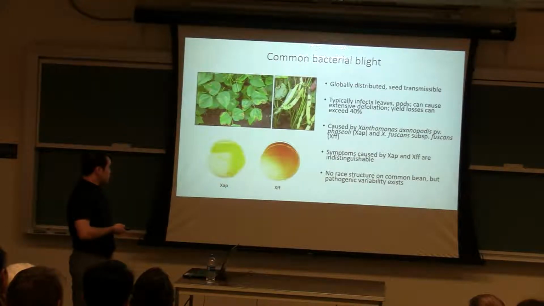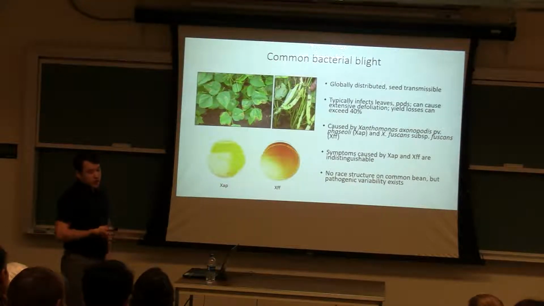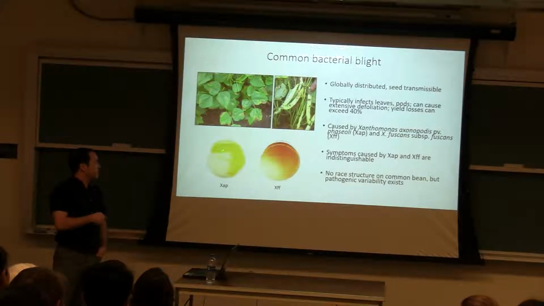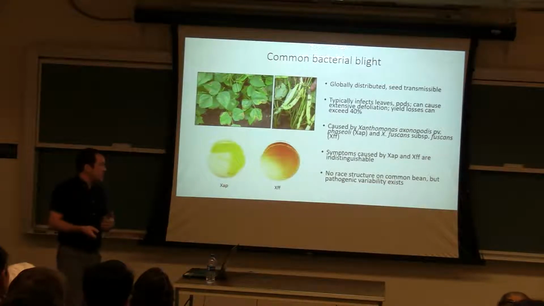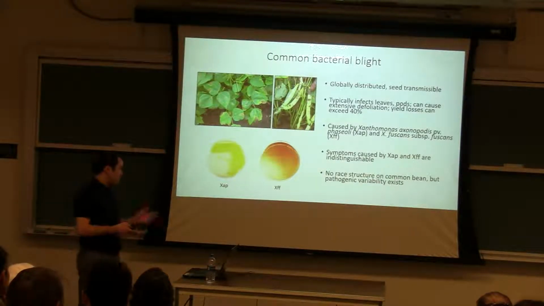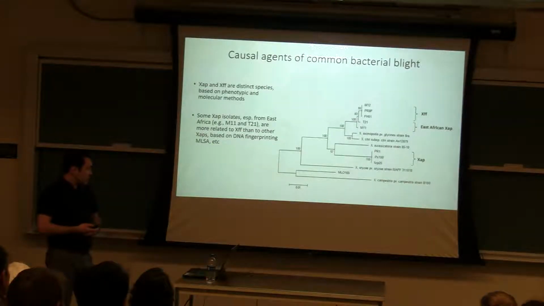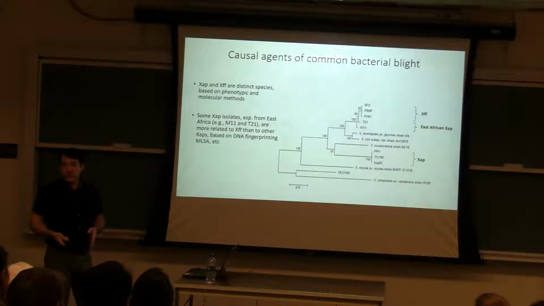So there's no race structure on common bean, but there is pathogenic variability, right? The Phaseoli strains seem to have a host preference for Andean large-seeded gene pool beans. Fuscans have more of a preference for the Mesoamerican small-seeded beans, but you can also find them on Andean beans. And yes, there is pathogenic variability between strains. And they really are distinct species.